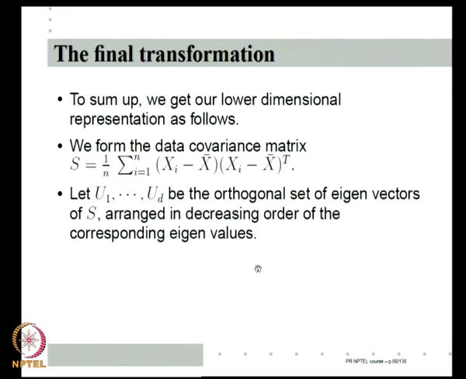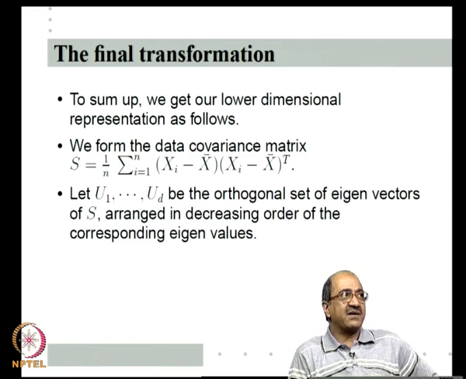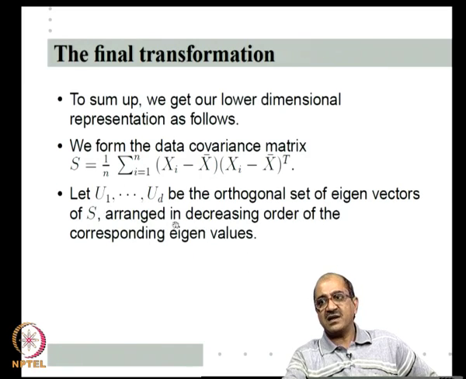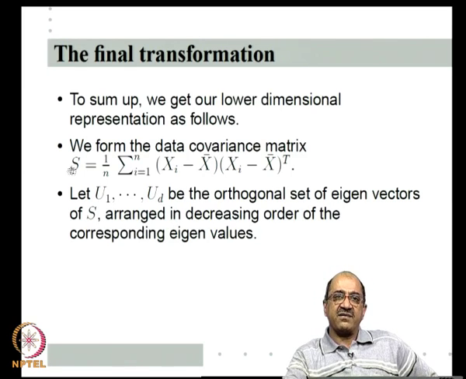Then we find all its eigenvectors. Let us say u1 to ud be the orthogonal set of eigenvectors, because S is real symmetric. It will have a complete set of eigenvectors, meaning its eigenvectors span the space. Since its eigenvectors span the space, I can make them an orthogonal set, and then of course I can normalize them. So, I can have an orthonormal set of eigenvectors of S.